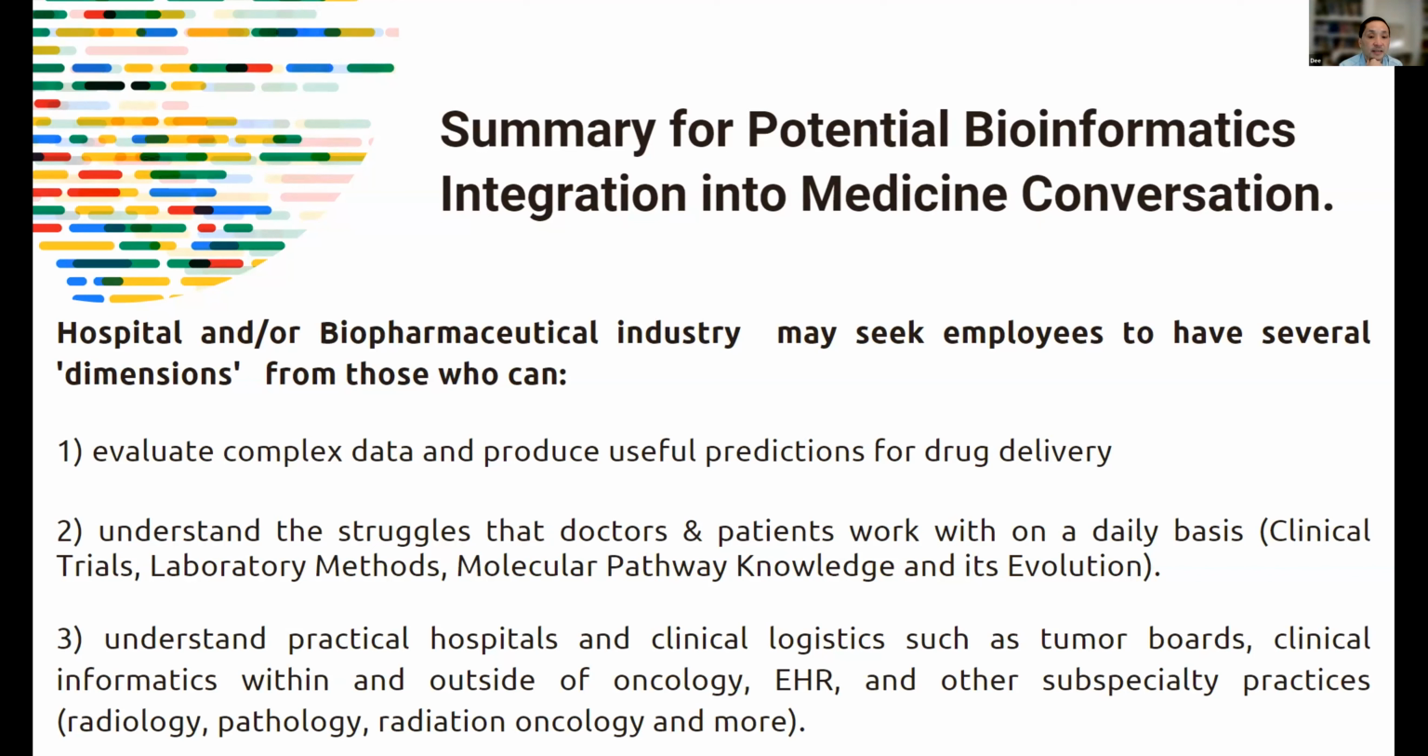And then similar to number two is understanding even more, just a step away from the laboratory, the practical logistics of tumor boards, clinical informatics, and things outside of oncology, like electronic health records. Or what about the other subspecialty practices? They have to link in.